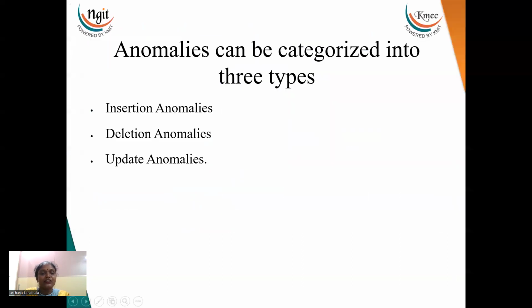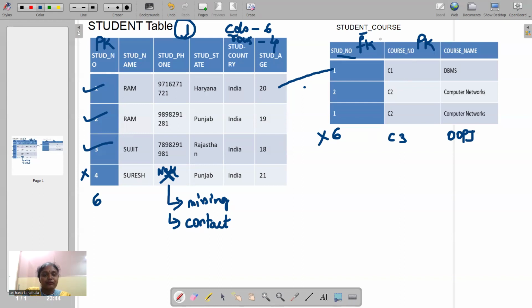Now the next one is deletion anomalies. See, I want to delete record 2, student roll number 2. I want to delete this record.